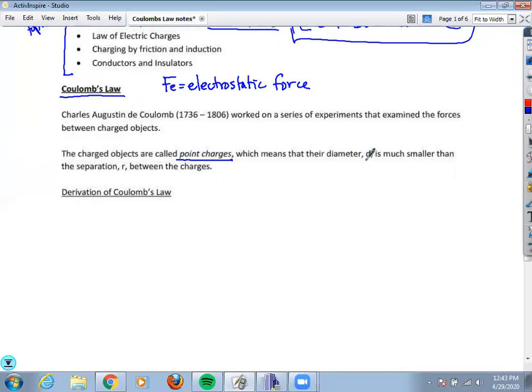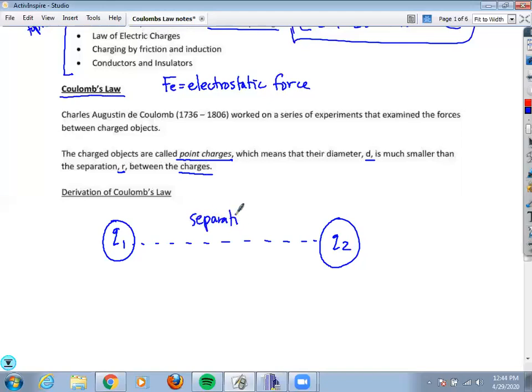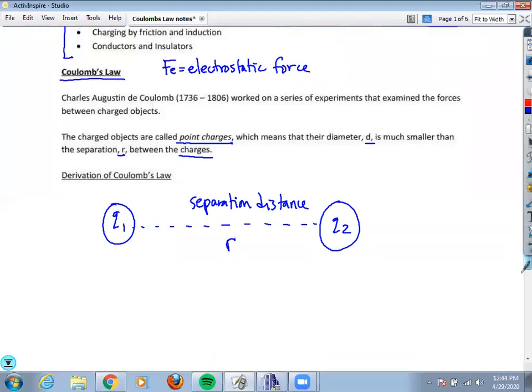So when we're talking about charged objects, you refer to them as a point charge. That means that their diameter d is much smaller than the separation r between the charges. Note r in this case is not the radius. So if we have point charge number 1, so we'll call it Q1, and Q1 is separated from Q2, and the charge is irrelevant, but this distance, separation distance, is given the symbol little r. So yes, that can be confusing because you think r is a radius. In this case, r is the separation distance.